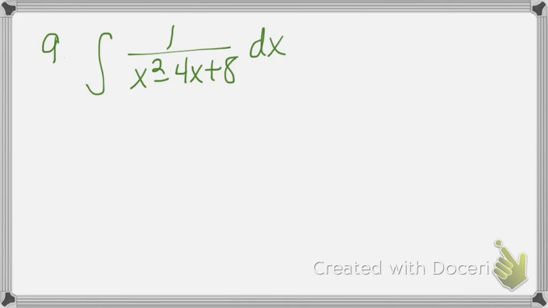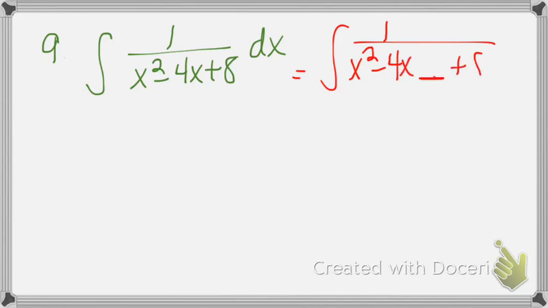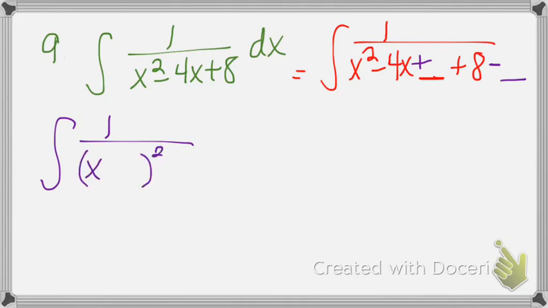Alright, number 9. Very, very similar kind of problem. I'm going to add something here, which means I have to subtract something here. And here's how I figure it out. I'm going to take half of the 4, which is 2. 2 squared is 4, so 4 is what I'm adding. That means 4 is also what I'm subtracting. So here, this is the x minus 2 squared. This, 8 minus 4, is 4.